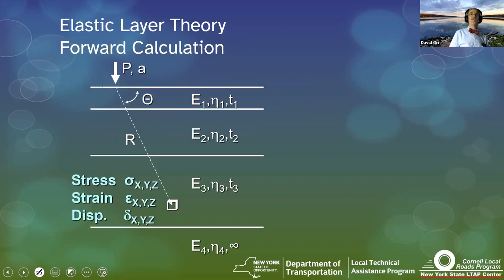The way we do that is we use something called elastic layer theory, okay? And we have to do a forward calculation. So if we know the pavement thickness and we know the stiffness of the layers and we know something called the Poisson's ratio, which is how much it moves when you push on it, we can calculate the stresses, strains, and displacement at any place in a pavement. Now, I'm not going to get into all the science behind it. We don't have the time to do that, but it actually goes back to the 1800s for single layer and eventually got to multi-layered systems with computers.